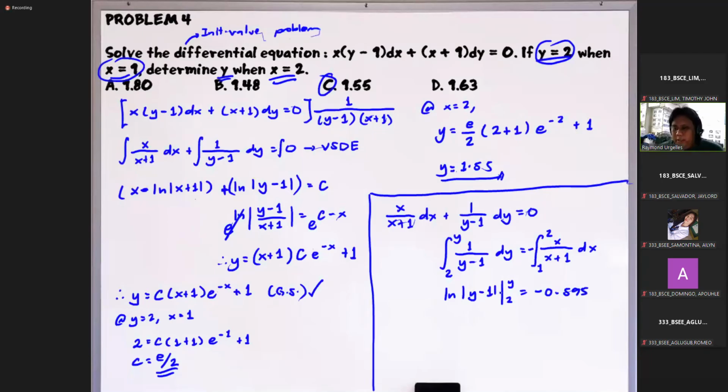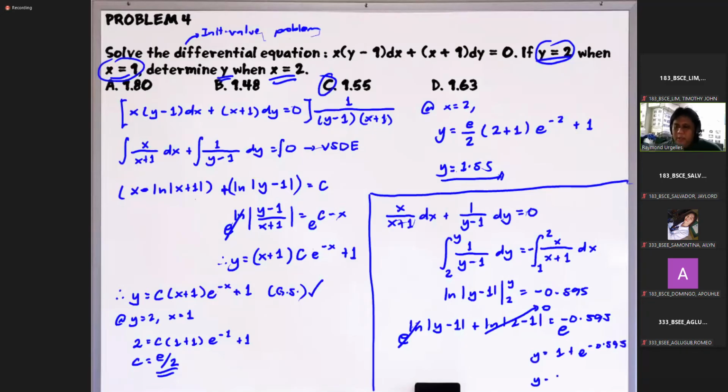Okay? So then solving this, at y is equal to y, that is simply ln of y minus 1, plus, at y is equal to 2, that's ln of 2 minus 1. So this is equal to negative 0.595. Diba? So ln of 1 is 0, so therefore this is 0. So para matanggal tong ln ito, we raise this from e, raise din natin to from e. So then this will cancel. So then solving for y, this is equal to 1 plus e raised to negative 0.595.